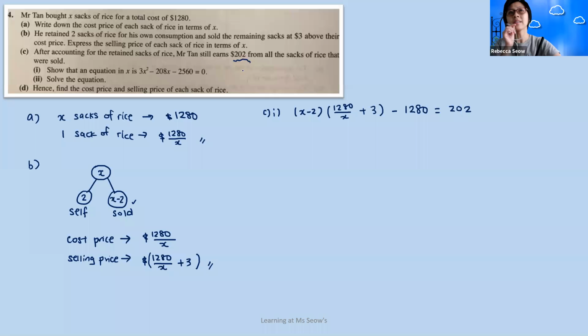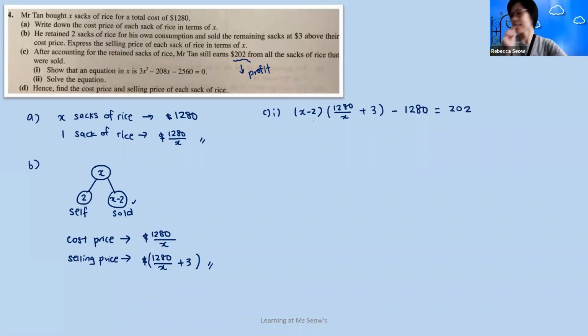Okay, in this case, when the question mentions that he earns $202, this is considered as profit. Okay, now, so from here, let's try and see that after we expand out this equation and when we simplify, do we end up with the equation that the question wants us to show?